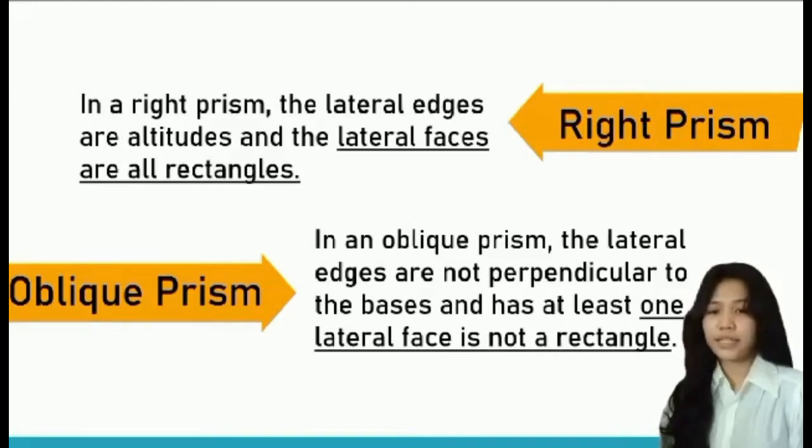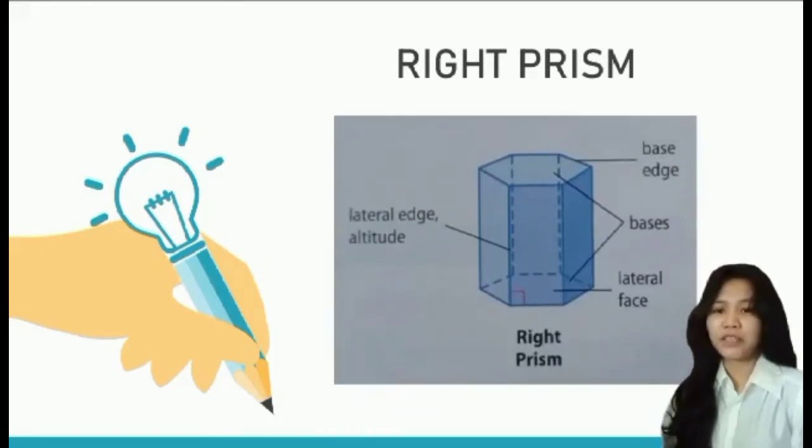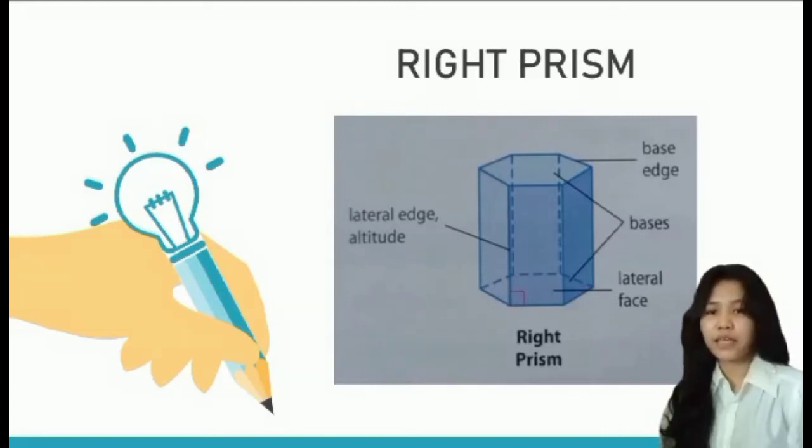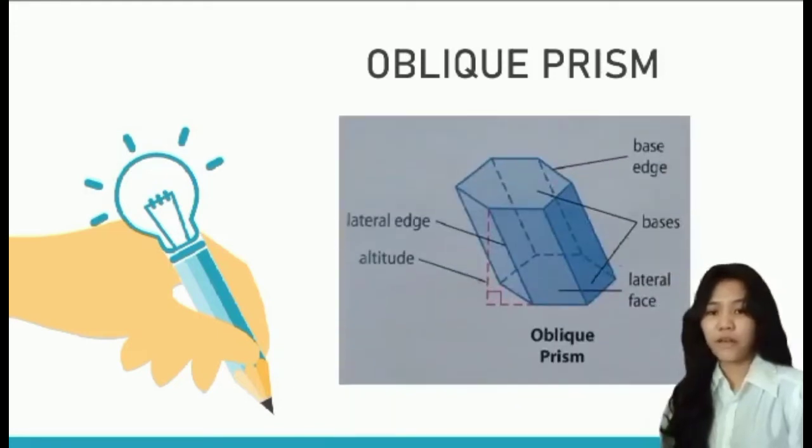So let's take a look at this picture. In a right prism, the lateral edges are perpendicular to the base. The base face and the lateral face are at a right angle, at 90-degree angle. While in an oblique prism, let's take a look at this picture again. The sides do not form 90-degree angle with the base.